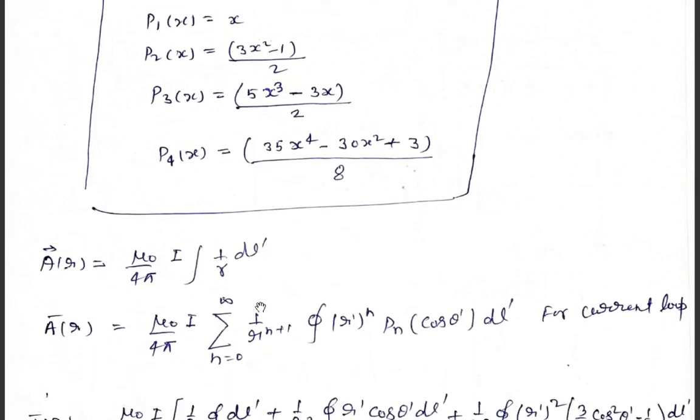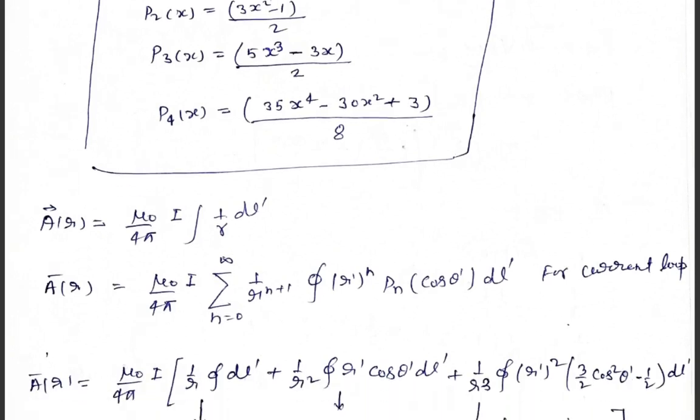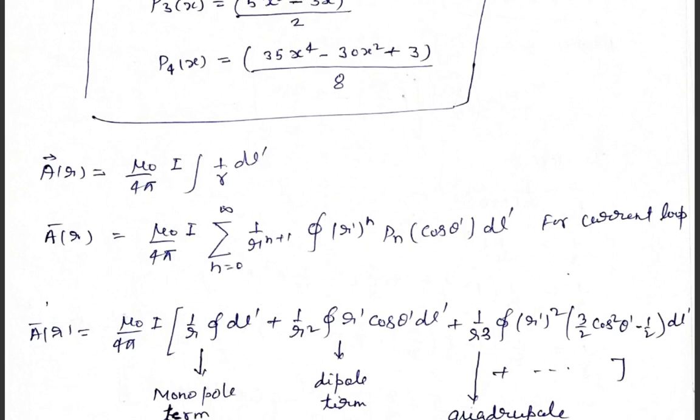The vector potential is the summation over n equals 0 to infinity of 1 upon r to the power n plus 1, and what is left is the integral of r prime to the power n Pn cos θ prime dl prime, for a current loop. We have assumed a localized current. Now if you do the expansion, n equals 0, 1, 2, 3, 4, we can get the several terms of the multipole.